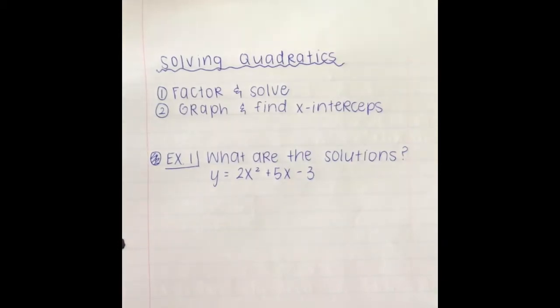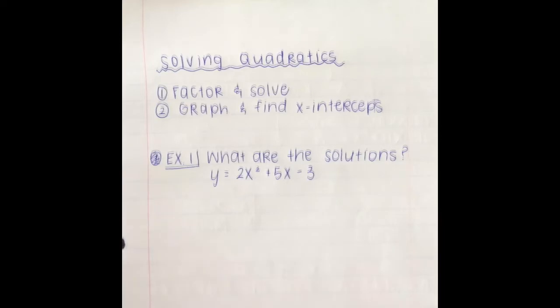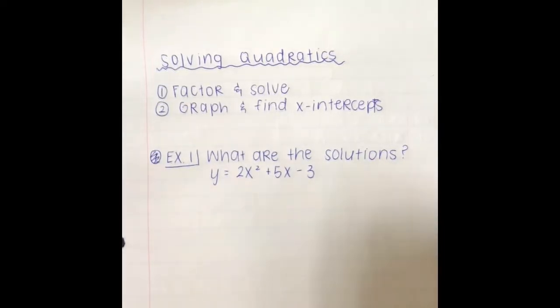So today we're going to look at actually solving the quadratic equations. The two ways we're going to look at doing it is by factoring and then solving after you factor, and then the second way is by graphing and then just looking for the x-intercepts, okay? So for the first example, what are the solutions? We'll do it first by factoring, okay?